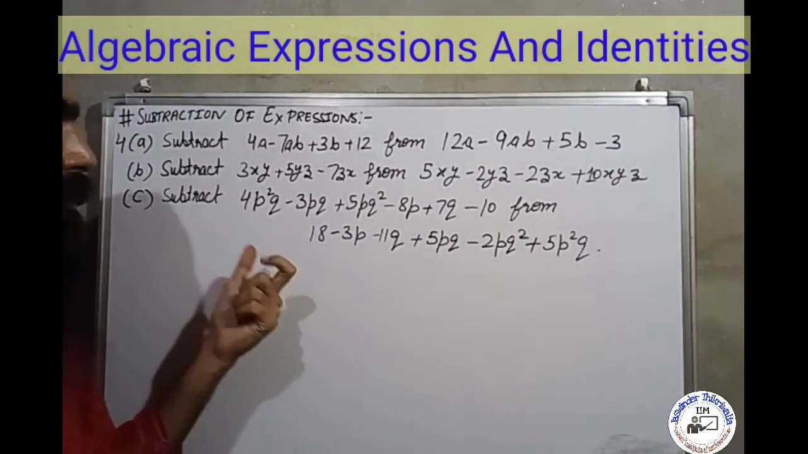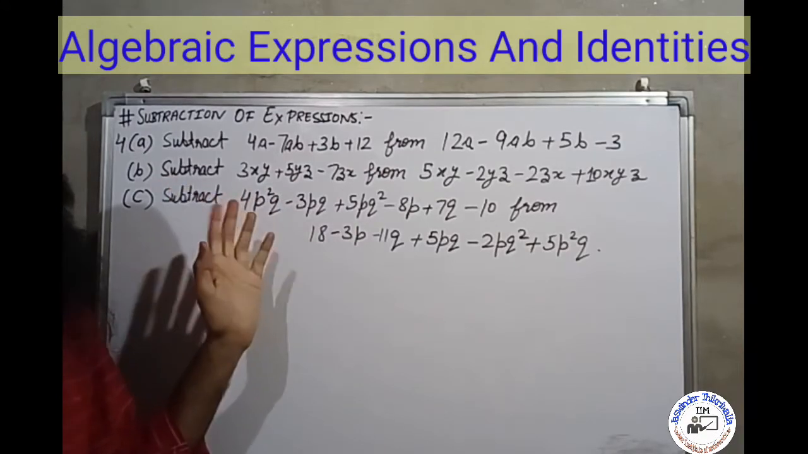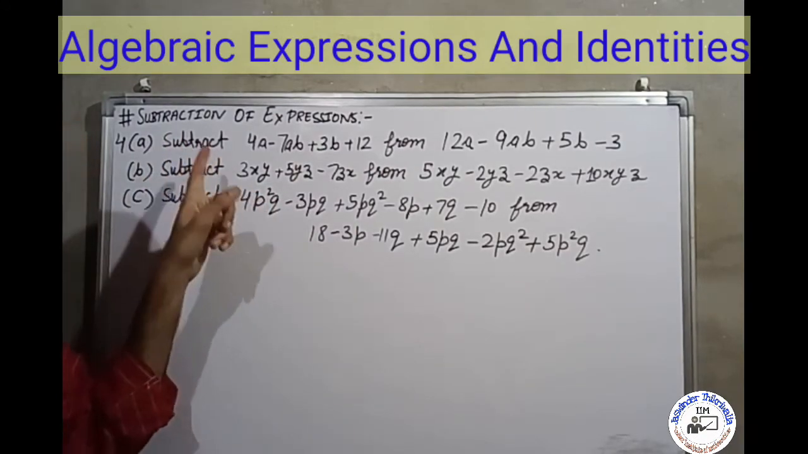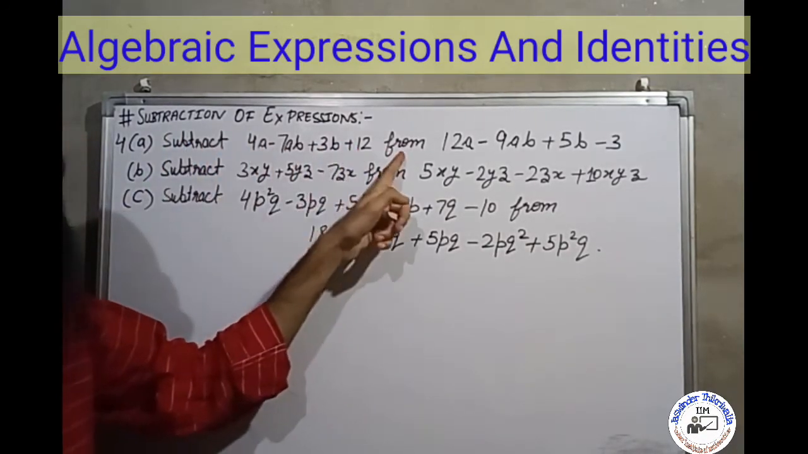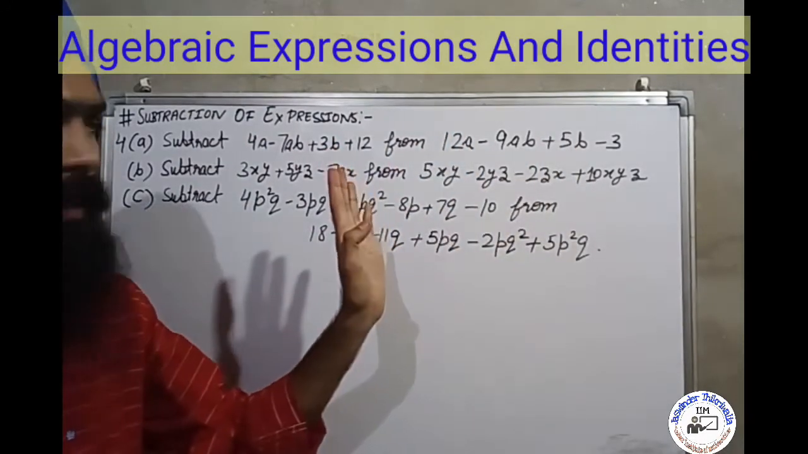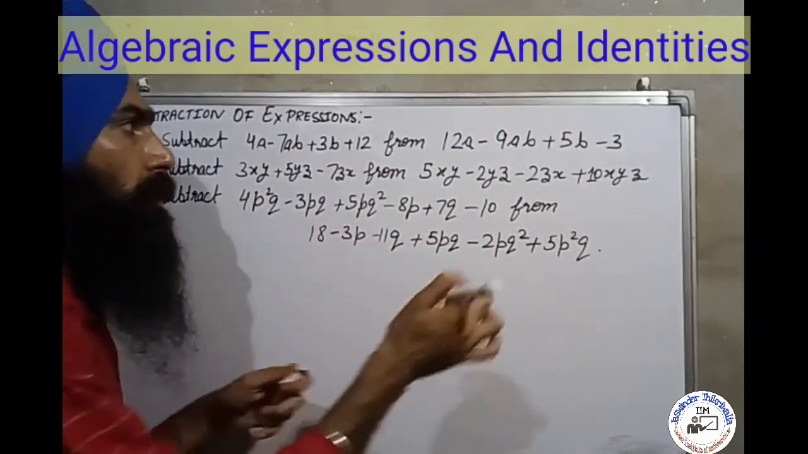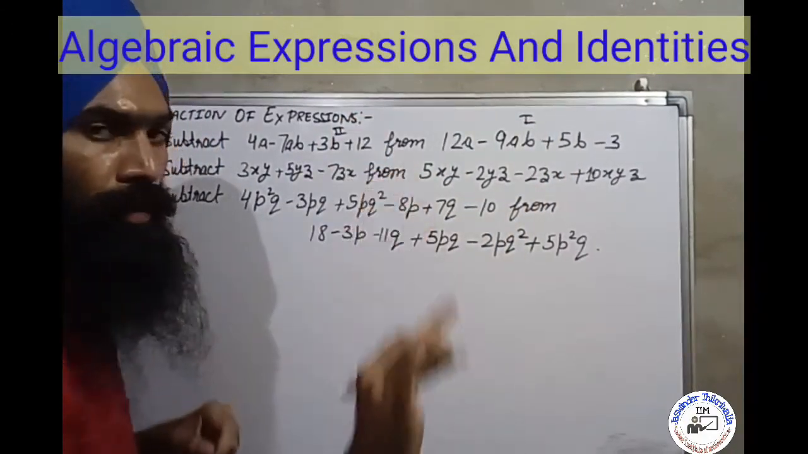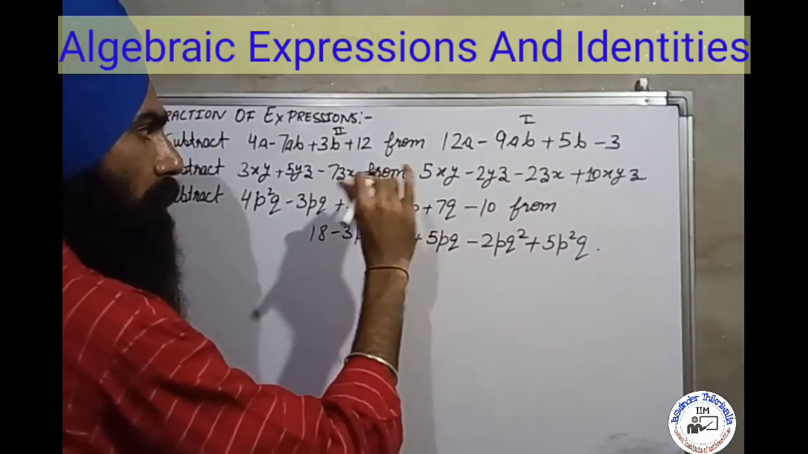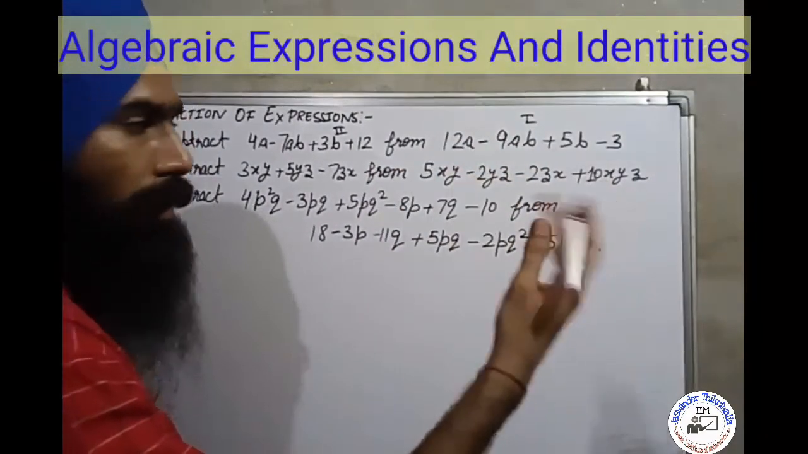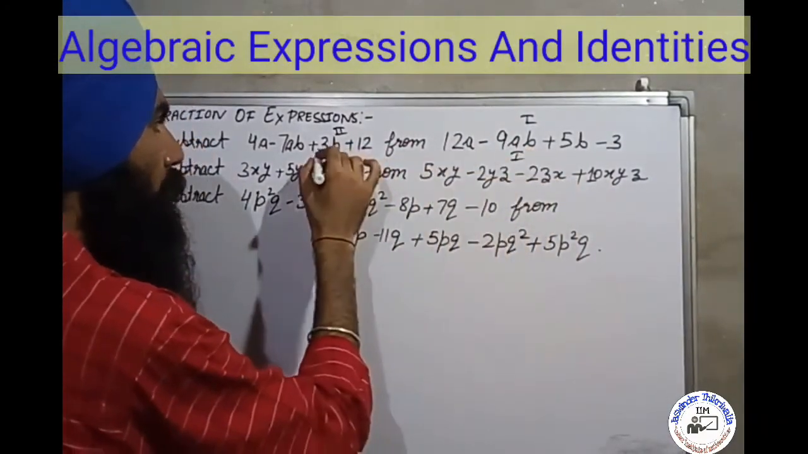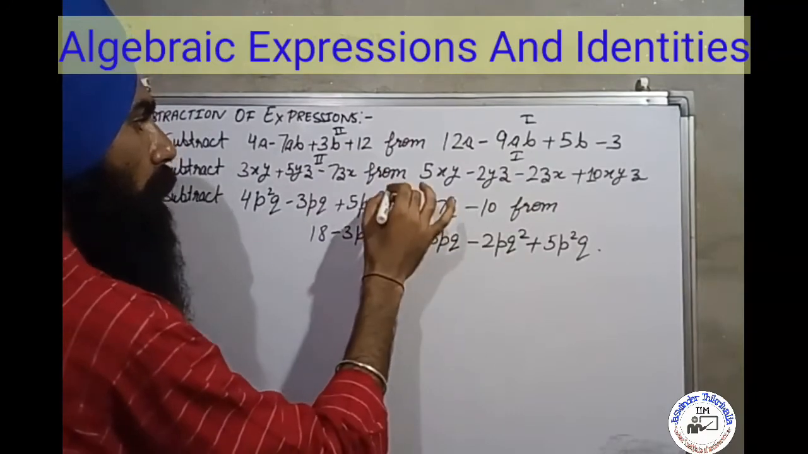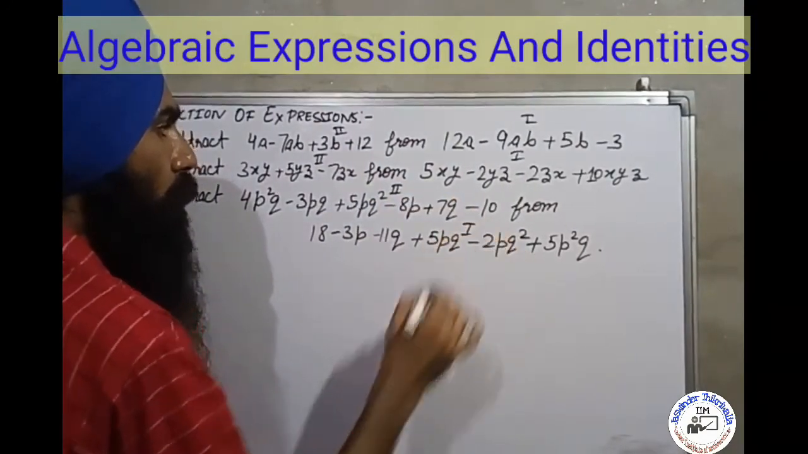Question number 4 of the exercise. In this you have to take care. While you are subtracting, it is written subtract this term from this term. After from, whichever term is there, we consider as the first term, and this we consider as the second term. Whenever you are doing subtraction, the term given after from we take as the first term, and the other we take as the second term every time. Okay, take care of this.